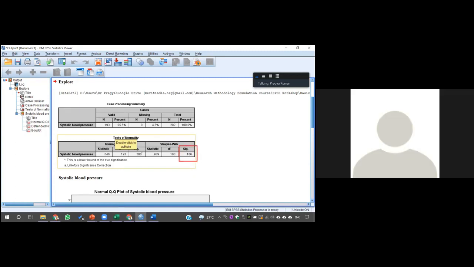One more thing I want to ask. Ma'am, is it a hard and fast rule that we can only use Shapiro-Wilk when the sample size is 50? If it's more than 50, still we cannot use the Shapiro-Wilk test?